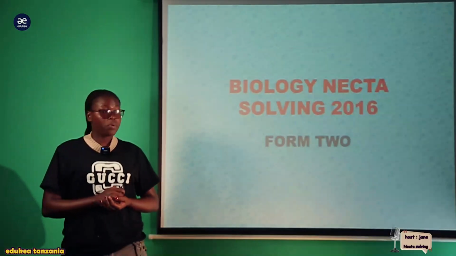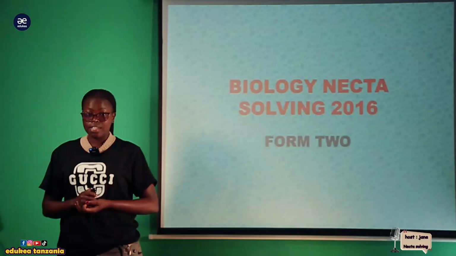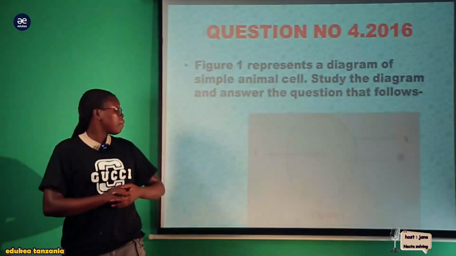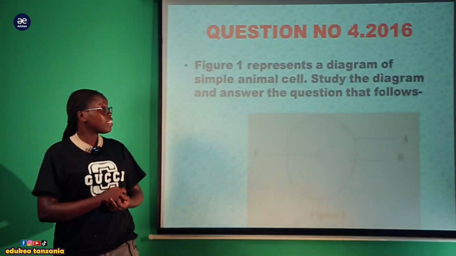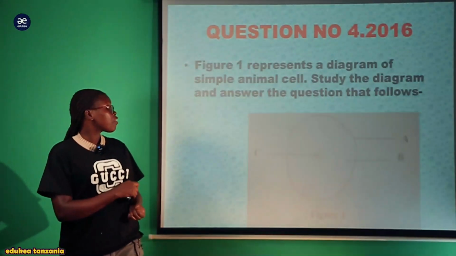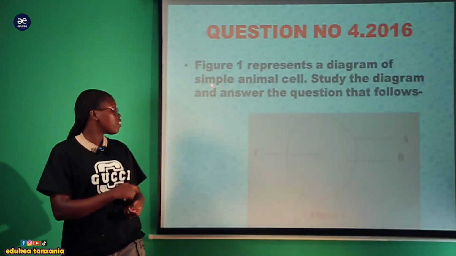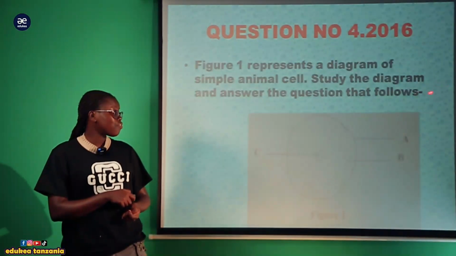In our today's session, we are going to solve the questions for the year 2016. We start with our first question, question number 4 for the year 2016. The question stated that Figure 1 represents a diagram of a simple animal cell. Study the diagram and answer the questions that follow.